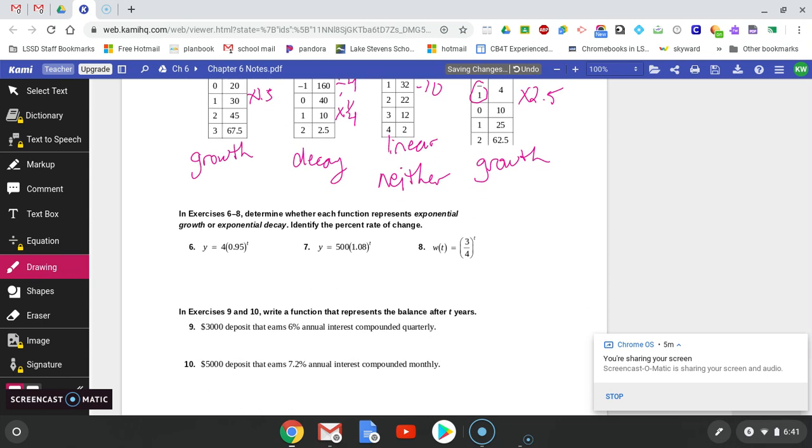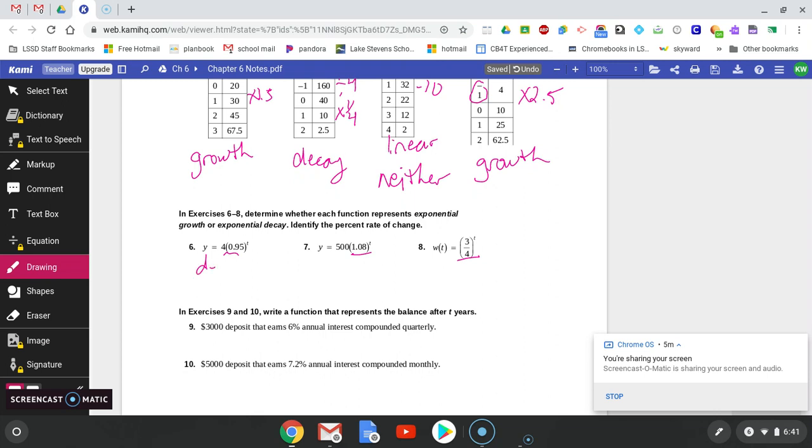All right, the next section: determine whether each function represents exponential growth or exponential decay. First of all, you're looking at the number in your parentheses to determine this. If the number in your parentheses is bigger than 1, then you know it's going to be growth. If it's smaller than 1, you know it's going to be decay. So check each of these, see if you can determine what they are.